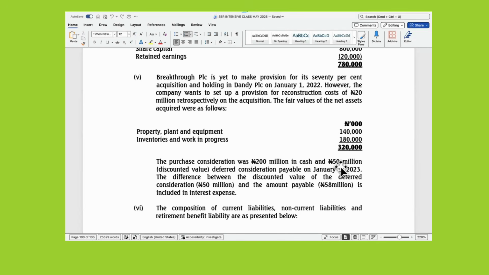Okay. So the difference between the two is included in interest expense, because anytime we have deferred consideration, this 50 is like a present value. They will discount it to present value, but the future value is 58. So as you move to the future, because this is end of 2023 now, they will have unwound the discount. That's why they are telling us that the 8 will go to interest expense at the end of the year. The difference between the discounted value and the amount is interest expense.